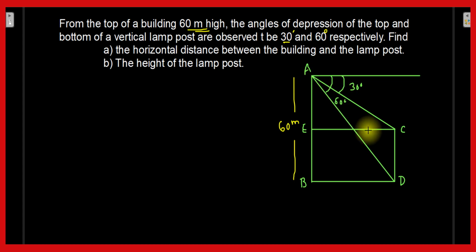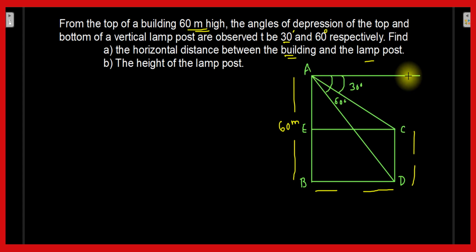And from the top of the building, the angle of depression of the bottom of the lamp post or the foot of the lamp post is 60 degree, and we have to find the horizontal distance between the building and the lamp post. It means we have to find the distance BD, foot of the building and the foot of the lamp post. This distance we have to find, and also we have to find the height of the lamp post.